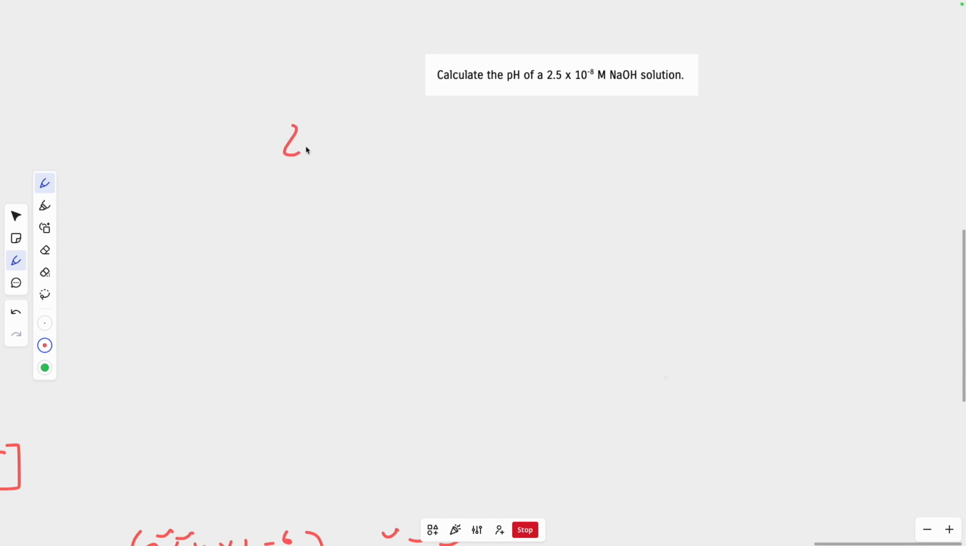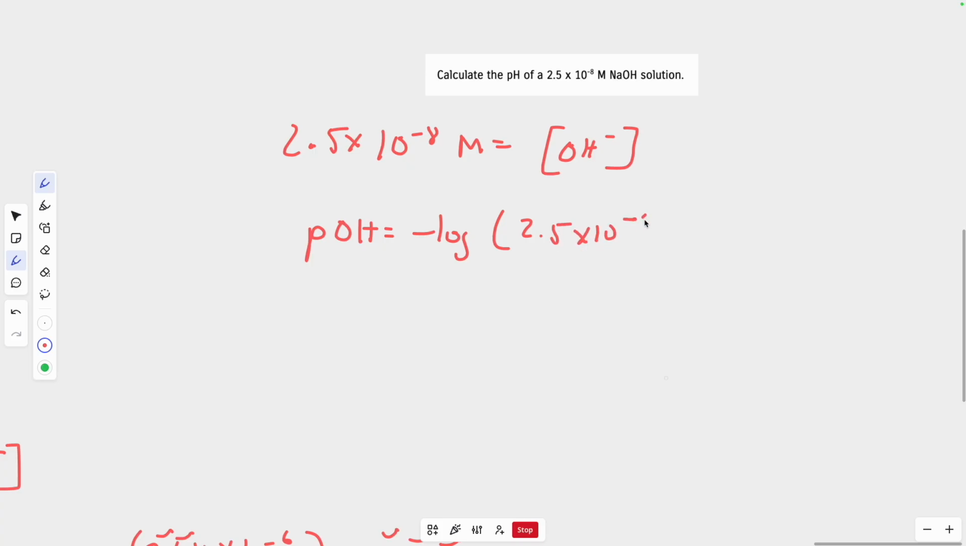So if I do that, I'm going to get that the OH minus concentration is equal to 2.5 times 10 to the power of negative 8, right? And then I get that the pOH is equal to 7.60. And if I subtract this from 14 to find the pH, I get the pH as 6.40.